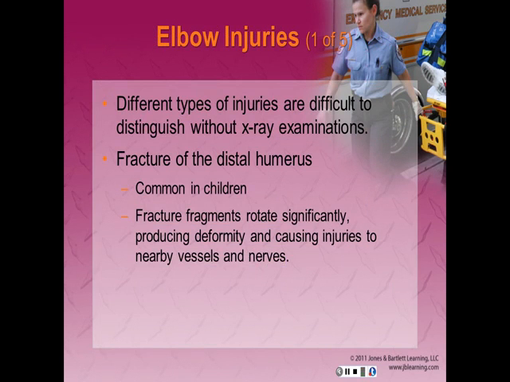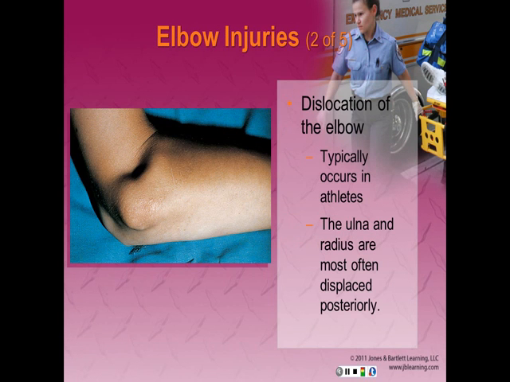Fractures of the distal humerus. It's very common in children, and it's also known as a supracondylar or intracondylar fracture. Frequently, the fracture fragments rotate significantly, producing deformity and causing injuries to nearby vessels and nerves, and swelling occurs rapidly and is often severe. Elbow dislocations. This type of injury typically occurs in athletes and rarely in young children. The ulna and radius are most often displaced posteriorly, and the posterior displacement makes the olecranon process of the ulna much more prominent. As with a fracture of the distal humerus, there is swelling and significant potential for vessel or nerve injury.